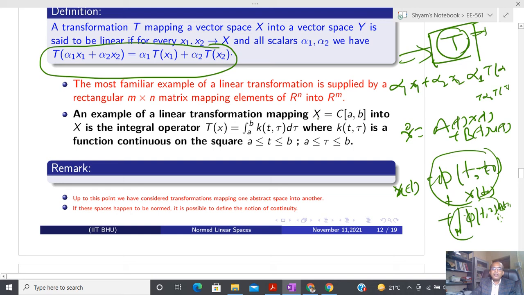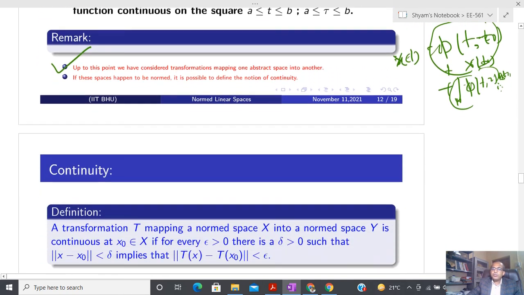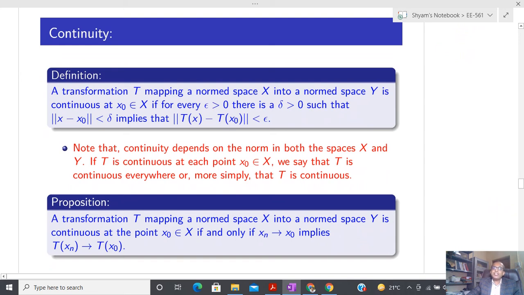Now, whenever we talk about a linear transformation, we are just talking about how one linear vector space maps to another vector space. So the same kind of things I have written here. Now I am going to introduce one more notion inside this mapping, and after adding that notion it is possible to define continuity.